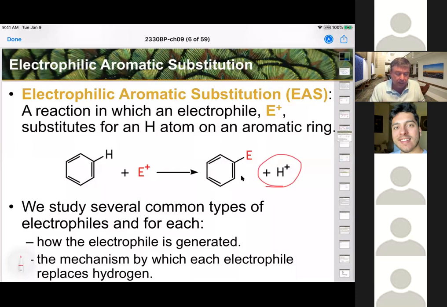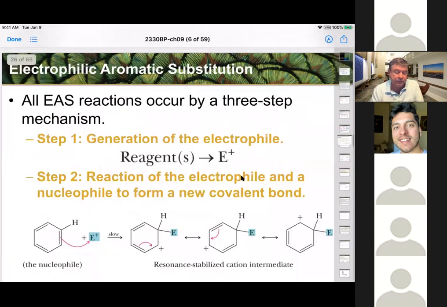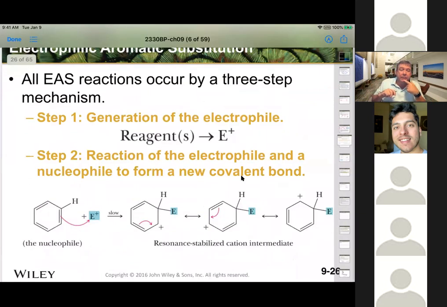All right, so how do we do this? So first step is forming that plus. Now, how do we form that plus? Well, there's a couple different ways. And I think it's gonna have something to do with Lewis acid, Lewis base, okay?